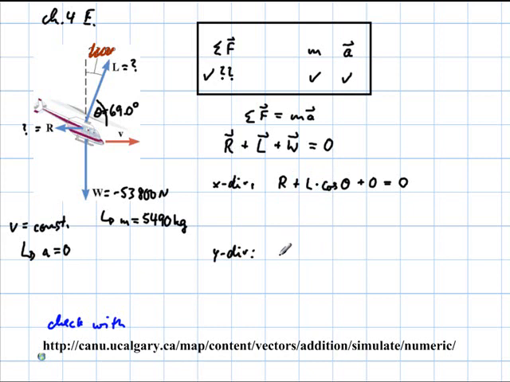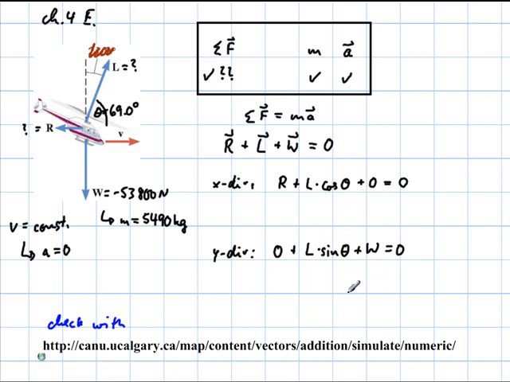Okay, in the y direction we have no air resistance, so that's a 0, plus L times sine of the angle theta. Sine of 69 degrees is positive, so overall this one comes out to positive. Plus the weight, so that's negative, and that equals 0. So here we have a positive and a negative, and that comes out to 0.